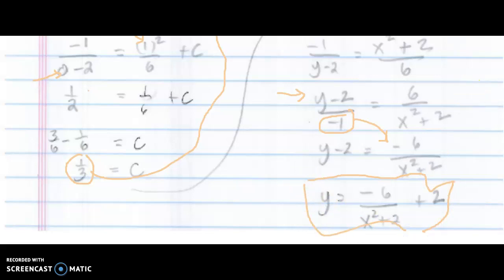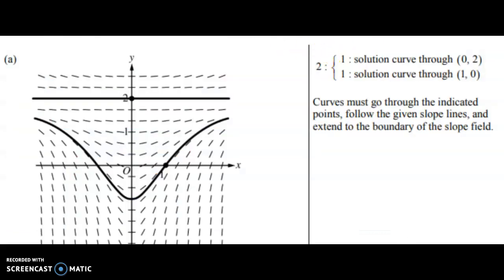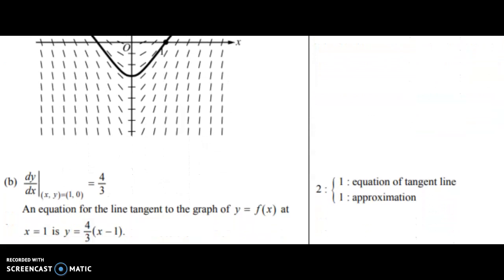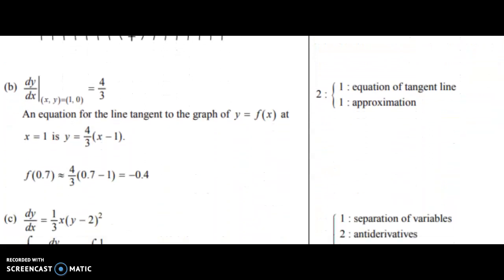And now let's look at the scoring guide, and you can try and score yourself. There is 1 point for the solution curve through 0, 2, and there's 1 point for the solution curve through 1, 0, and I talked about the criteria that have to be fulfilled in order to get those points.